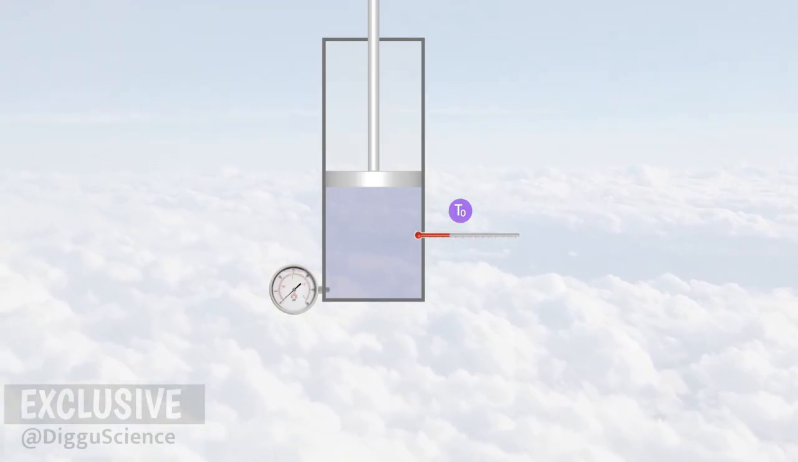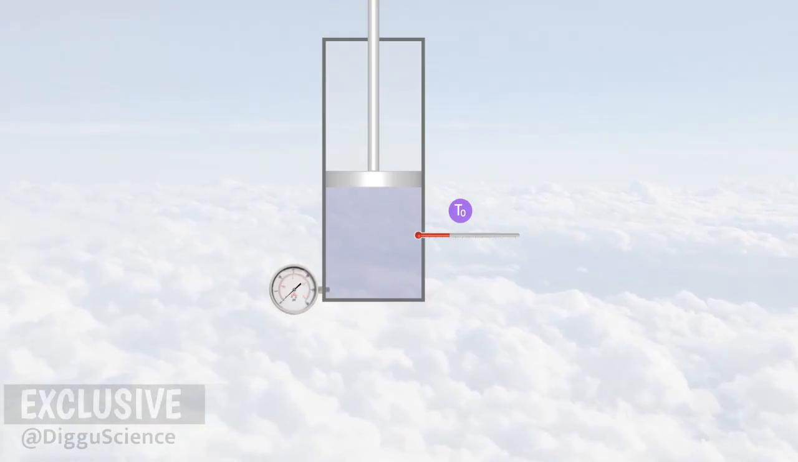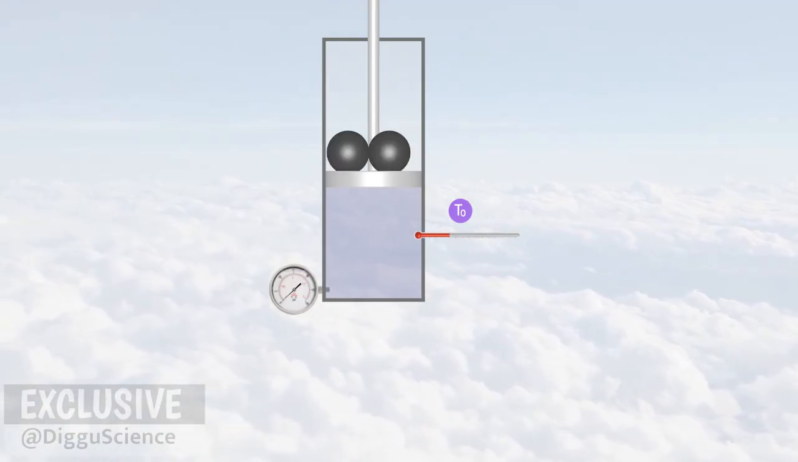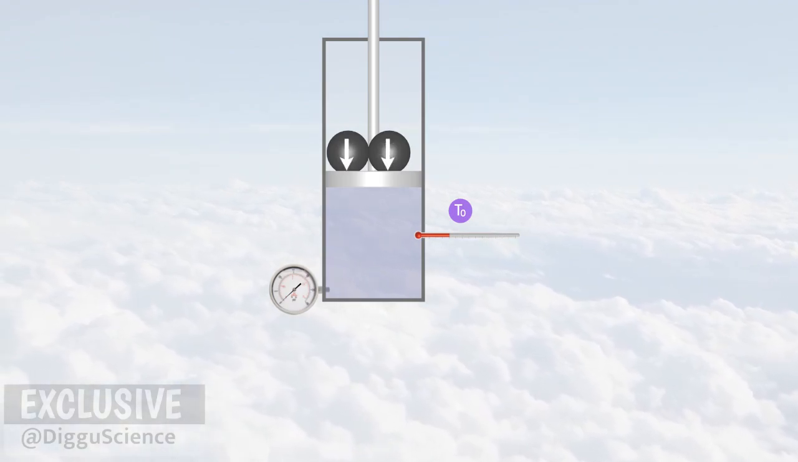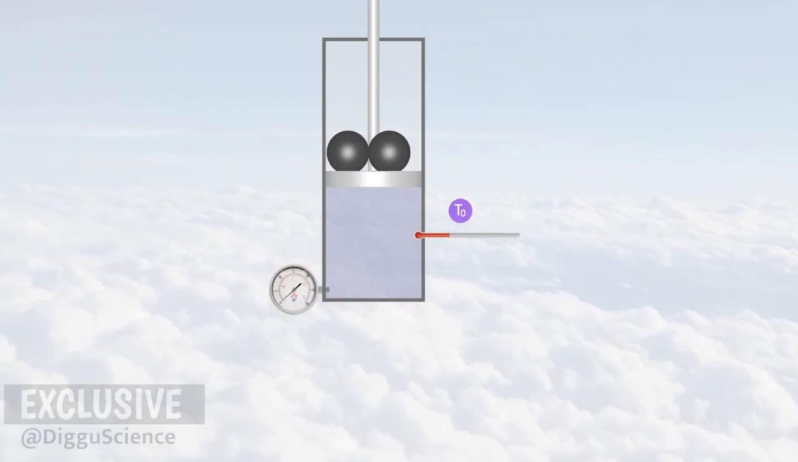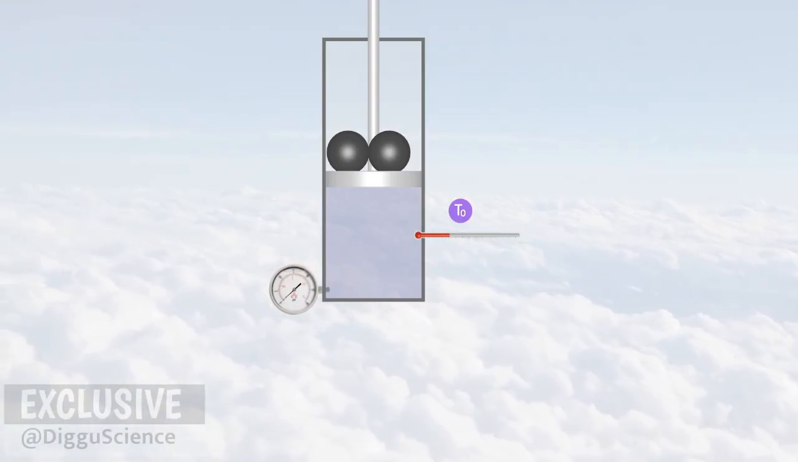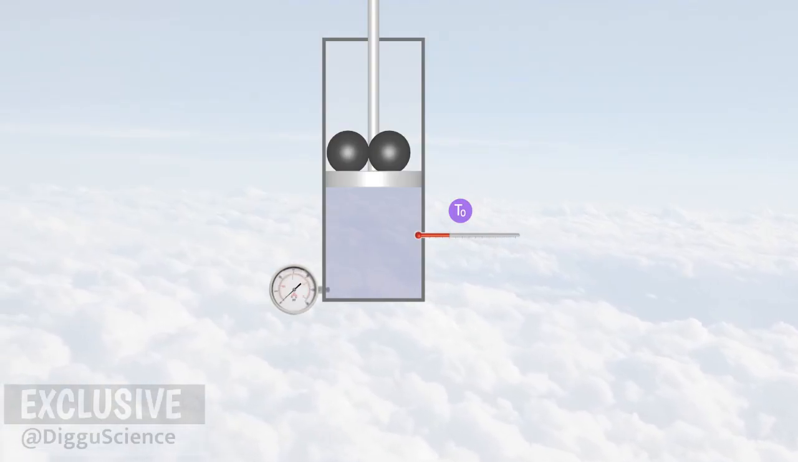Before conducting the experiment, we will observe the initial conditions. Of course, there is a weight above the piston. This weight exerts a downward force. A force acting perpendicular to a surface exerts pressure. In reality, that force could come from a motor.